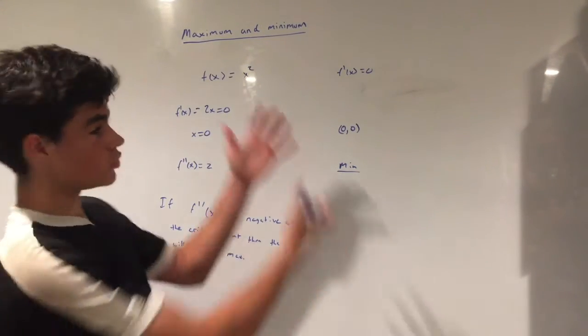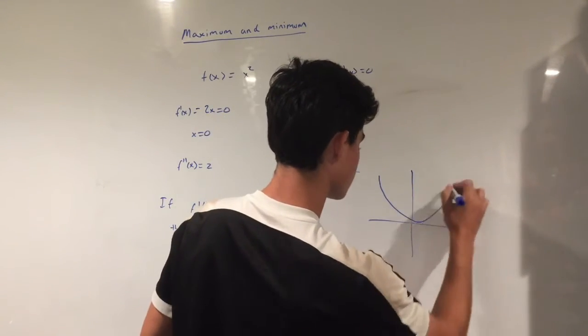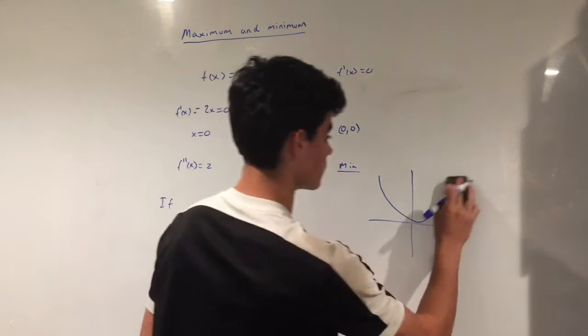And since we do know how to graph it, we can check. We have a graph here. That is a terrible graph.